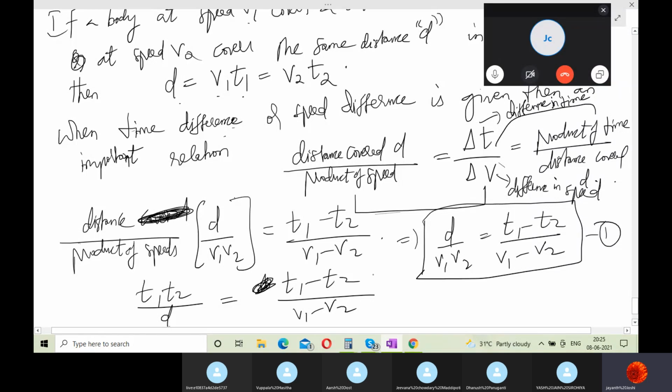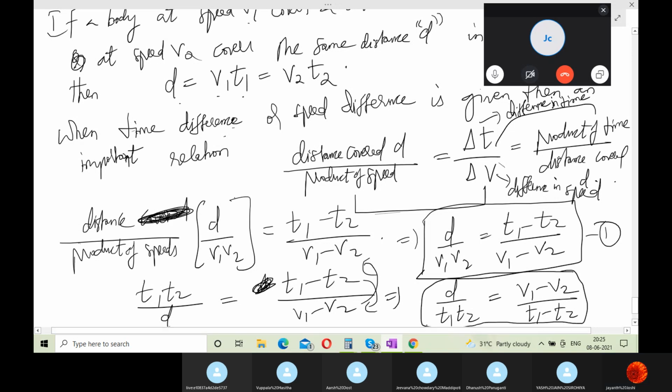So now I will also make this formula easy for you. I'll rearrange the formula for you. The rearrangement will be, D by T1 T2 is equal to, taking the reciprocals, V1 minus V2 by T1 minus T2. Please write on this arrangement. So these two formulas can be used depending upon the situations. All of you write down.